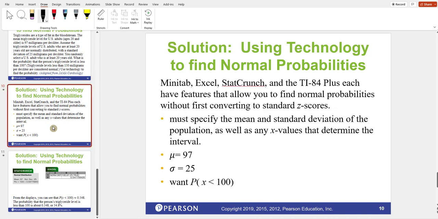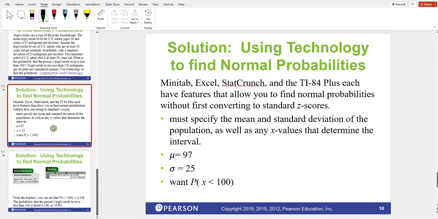So I'm just going to write out what we have, and you can use Excel and StatCrunch. You can, if you have a TI-84 calculator, that does normal distributions, but I don't teach that. Minitab is another program where I don't teach that either.